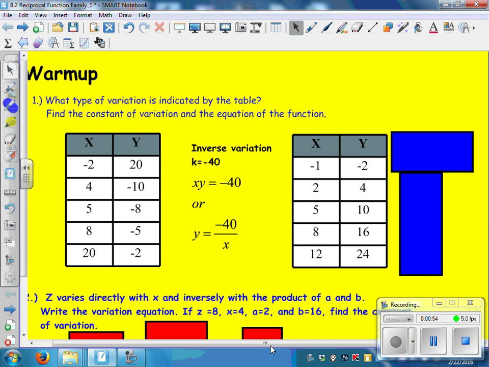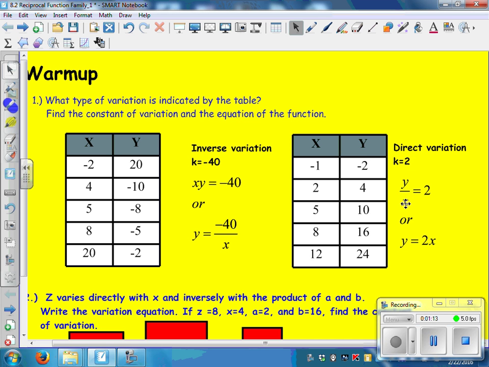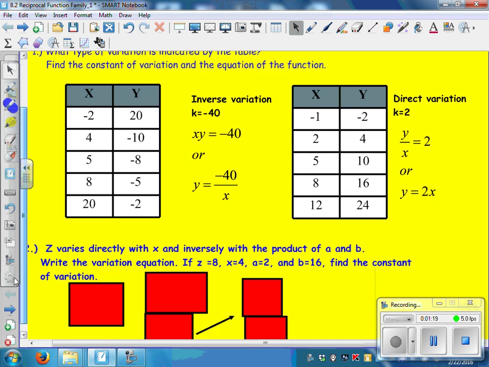For the second question, you'll notice that the division is constant. Negative 2 divided by negative 1 is 2. 4 divided by 2 is 2. Checking every value, you get direct variation where the k value is 2. To write your equations for this, you'll have y over x equals 2, or solving that for y, y equals 2x.